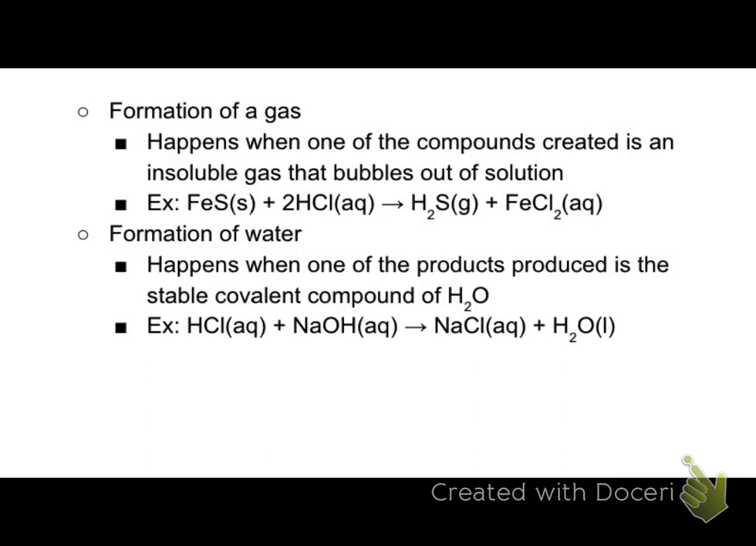This is a double displacement reaction, but it's also a specific type of reaction called a neutralization reaction, where you take an acid and a base of equal strengths and you combine them and they neutralize each other, meaning they are no longer acidic or basic, they're neutral. And the result of a neutralization reaction is always a salt of some kind and water. So we'll talk about neutralization reactions again if we get to the chapter about acids and bases this year, but neutralization reactions are also often double displacement reactions.